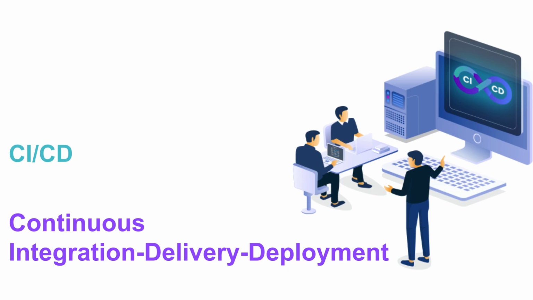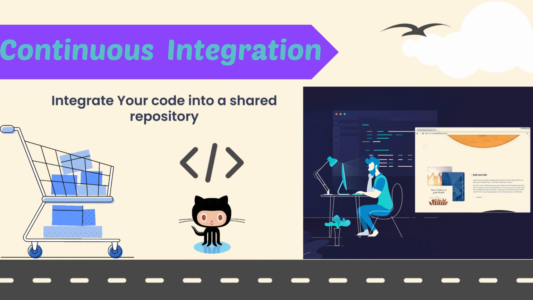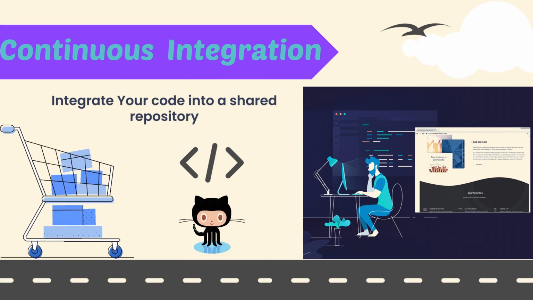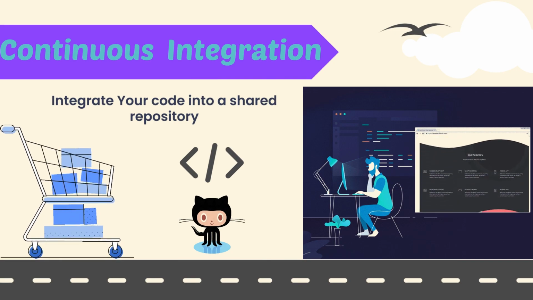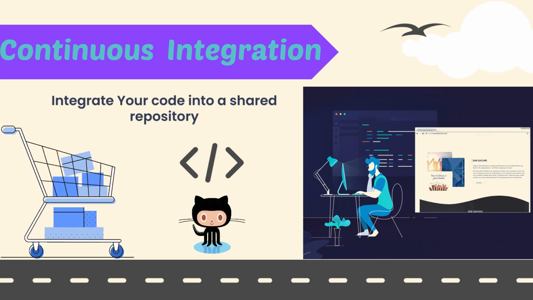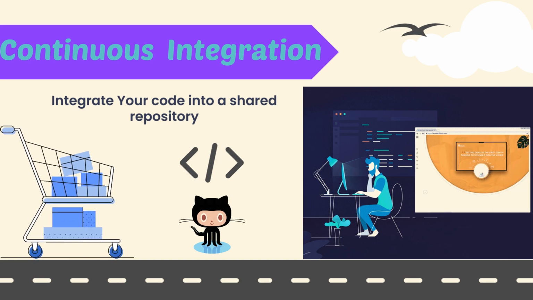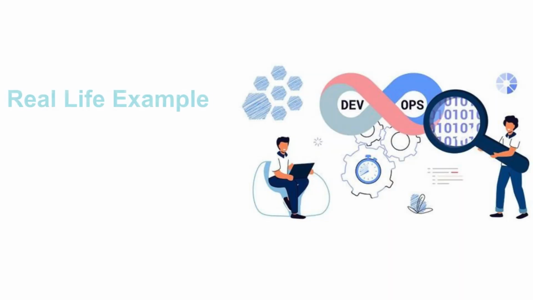Now, CI/CD, the famous word. Continuous integration, continuous deployment, and continuous delivery. Let's see this together. Well, let's begin with continuous integration. CI. CI means that developers regularly integrate their code into a shared repository. Automated tests run to catch bugs early.